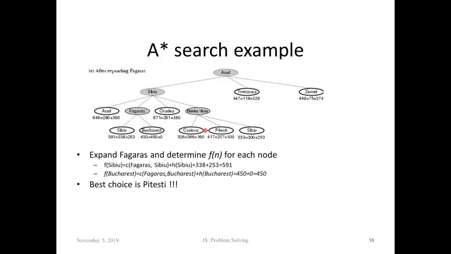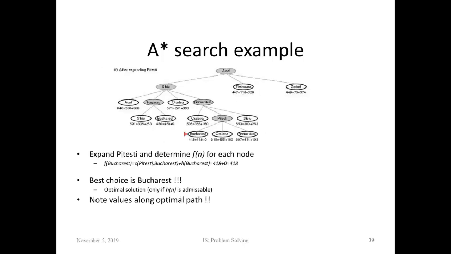So now the next one we have to expand is Făgăraș as the smallest one. You always have the global ordering in all the nodes, but they are now ordered according to both the distance from the starting point and the distance to the goal. And then we have those 2 successors. They have values 450 and 591. And then basically you go back in your search to the best value, which is now this one, Pitesti, and that gets you to Bucharest.